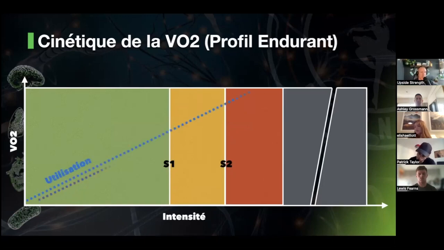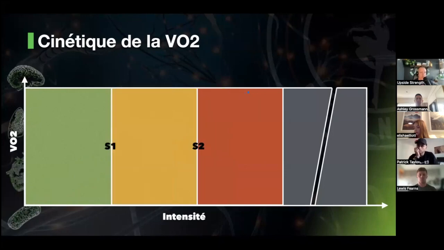If we look at a very endurant profile, what we'll see is this, meaning that you'll be able to hold a very high percentage of your VO2 max at that second transition, that second threshold, and that W prime, that kind of reserve that you have at high intensity, is going to be much smaller. So again, the distinction between a more endurant profile that we see here and a more powerful profile that we saw just before.